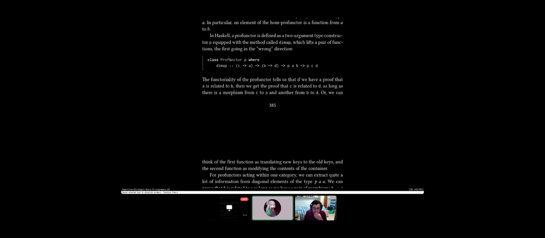And then we get into Haskell. A profunctor is defined as a two-argument type constructor P with this dimap method, which lifts a pair of functions and one of them is backwards. Again, this is hella confusing if you're not used to it, but if you play around with it, it will make sense.